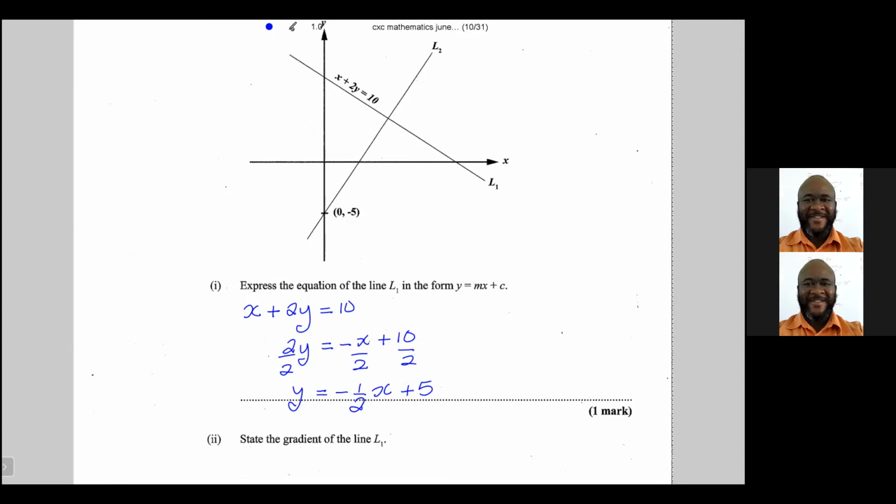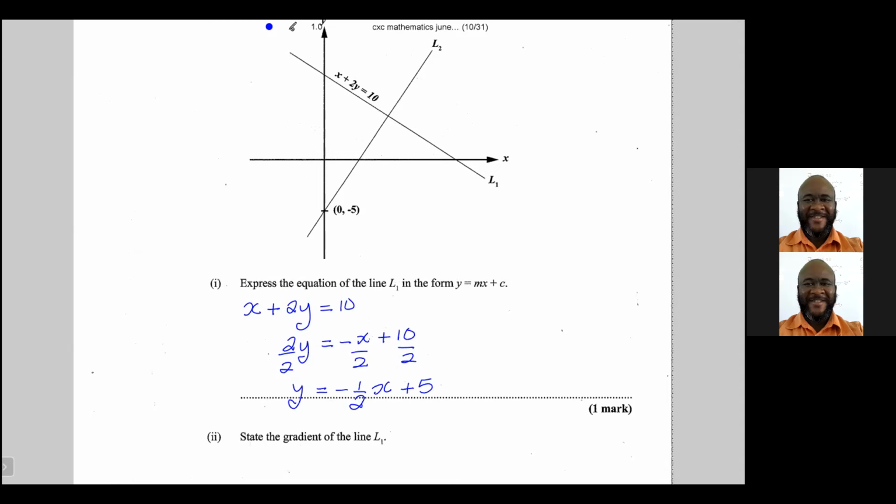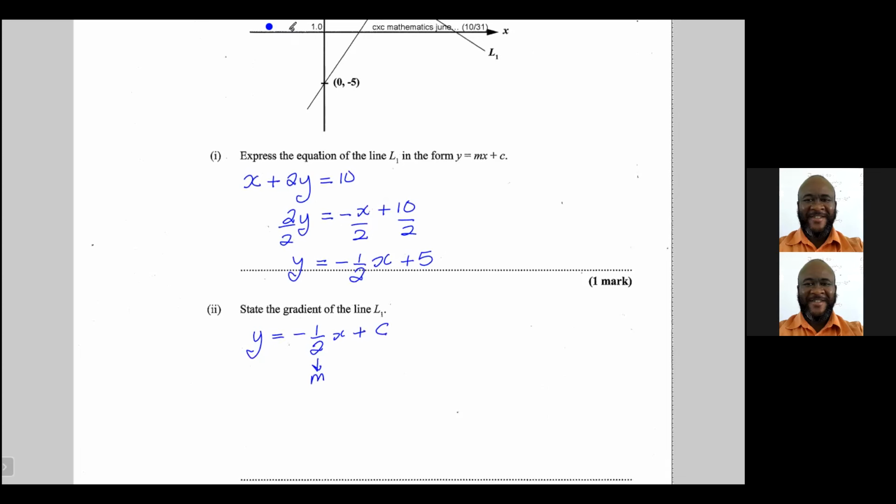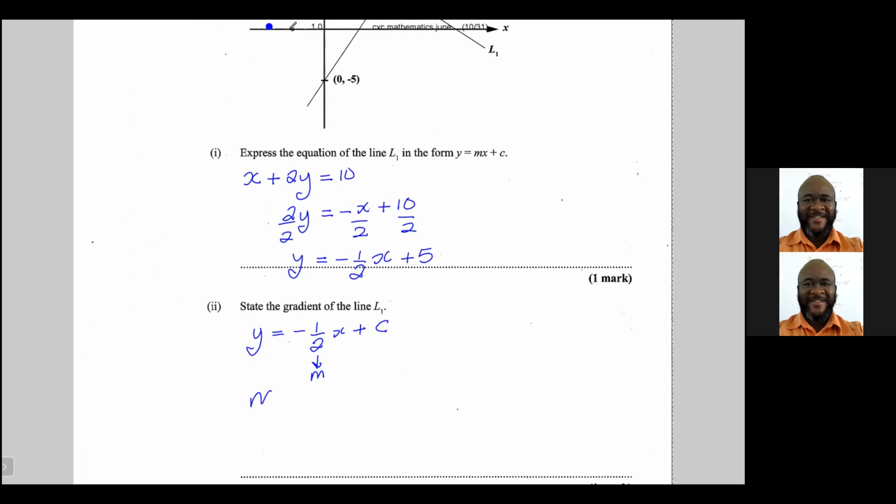mx plus c. It says state the gradient of L1. Well, once in the form y is equal to mx plus c, the number in front of x would be m, and m is the gradient. So the gradient here, m, is minus a half. So the gradient of L1 is minus a half.